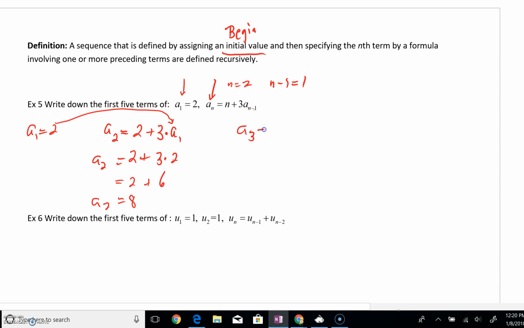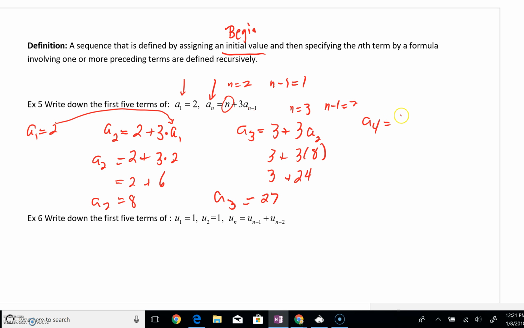To do a sub 3, I will do n, which is 3, plus 3 times a sub 2. Because if n is 3, n minus 1 is 2. So a sub 2, I just found a moment ago, it's 8. And 3 times 8 is 24. 24 plus 3 is 27. Hopefully you get the idea. A sub 4 would be 4 plus 3 times a sub 3.